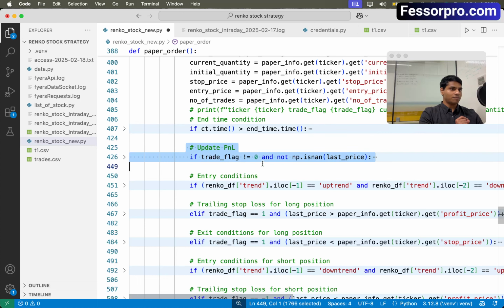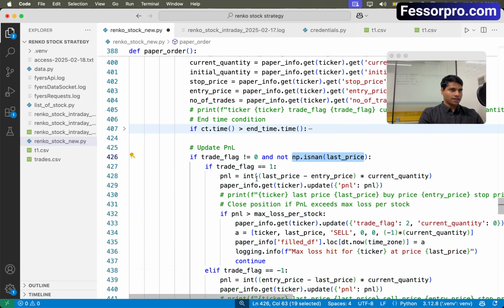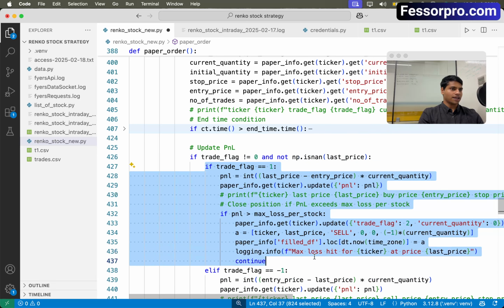Then I have the update PNL code. Each time I execute the code, I also need to keep track of the current PNL. How will I check the PNL? I need to do two checks. First, my trade flag should not be equal to 0. If my trade flag is not equal to 0, it means I've taken a position, and my last price should be some value. It should not be a NaN value. If both conditions are true, then I'll keep track of the current PNL.